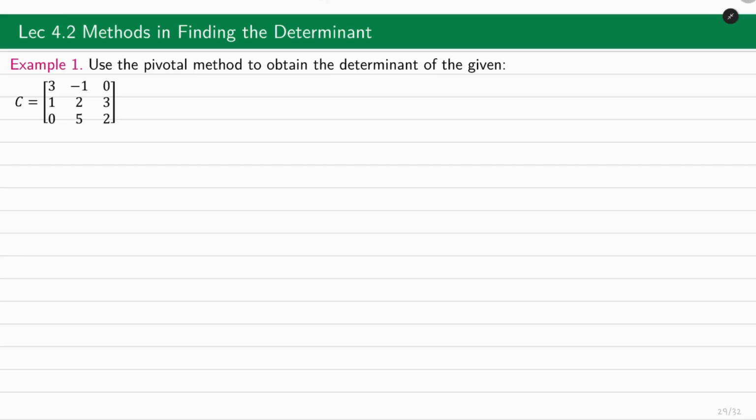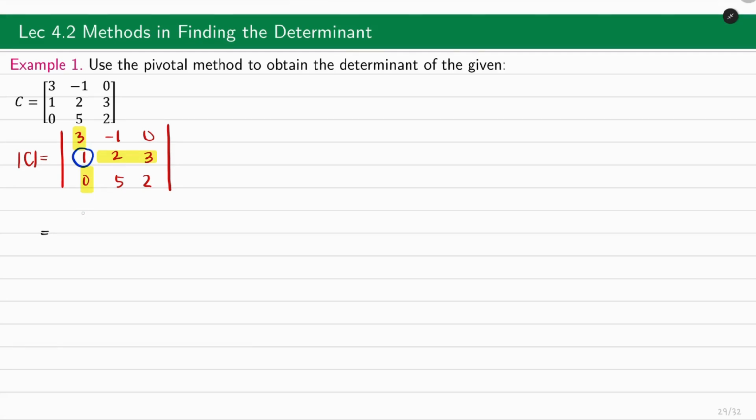We have here the matrix C. First, let's have the determinant form. Here in the pivotal method, we are going to choose an entry that is equal to 1. Here we have this one. I'm going to highlight the pivotal row. This one is the pivotal row, including the 1 of course, and then the pivotal column. Now, this is the method for the pivotal.